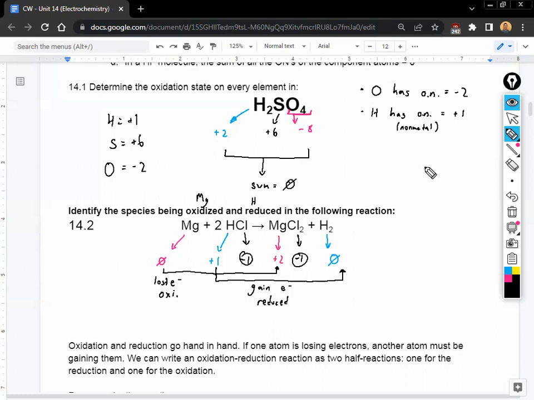Just make sure you guys are really comfortable with this because as we go on to the more complicated stuff, you're just gonna have to be able to identify this quickly. If not, you won't be able to do the stoichiometry and stuff that comes with this, okay? All right, any questions? All right, let us move on then.